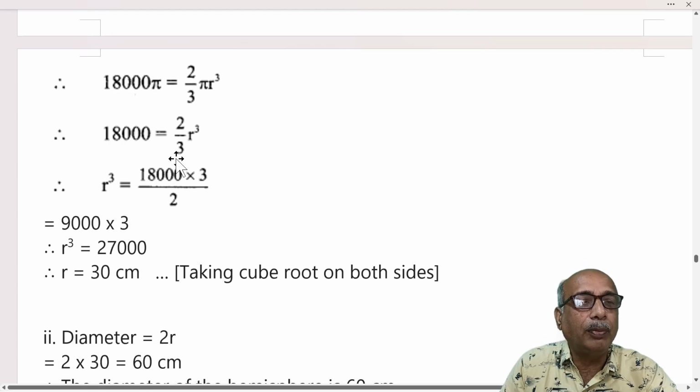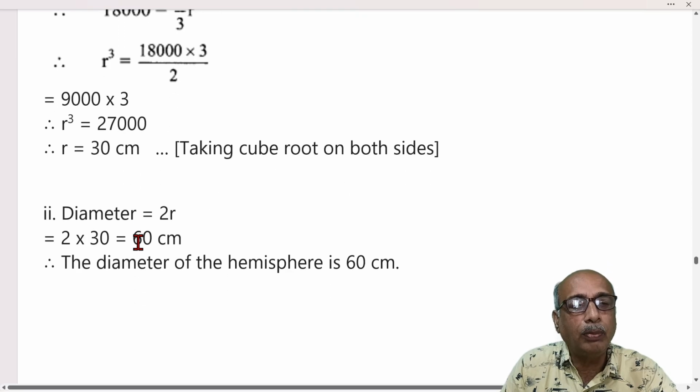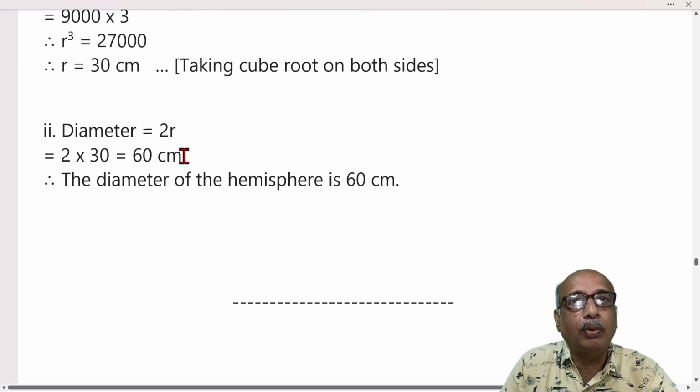Therefore, r cube equals 18,000 into 3 upon 2. 2 ones are 9,000 and 9 threes are 27,000. R cube equals 27,000. Therefore, r equals 30 centimeter. Taking cube root on both the sides. Diameter equals twice radius. So, this equals 2 into 30 equals 60 centimeter. Therefore, the diameter of the hemisphere is 60 centimeter.